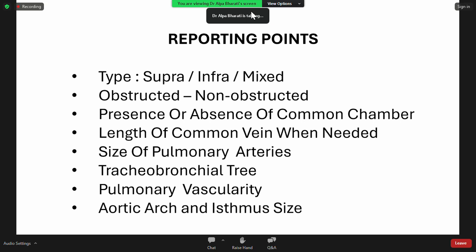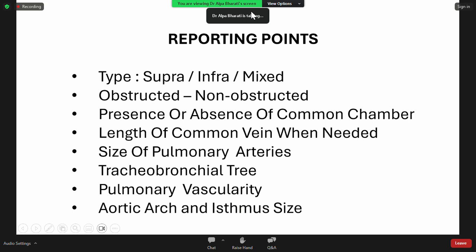Pulmonary vascularity will be increased. Sometimes there may be differential vascularity. You must look at the aortic arch without fail. So these are some important reporting points that you must remember. Of these, presence of a common chamber, and tracheobronchial tree compression or obstruction, are important findings.